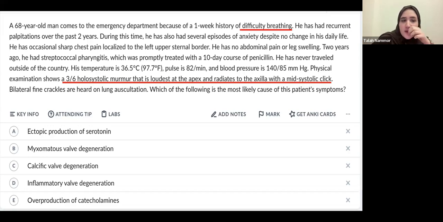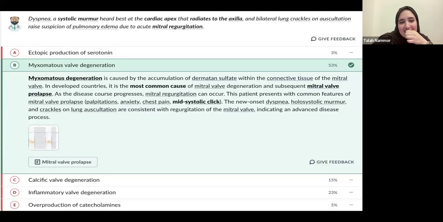Can it be age? Okay, if it's age, so what do we call that? Yani, what is something that's associated with age? Shall I show you guys the answer? It's myxomatous valve degeneration. So myxomatous usually happens as, yani, the age goes on. You get me?